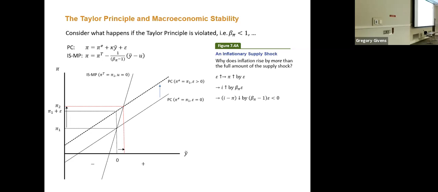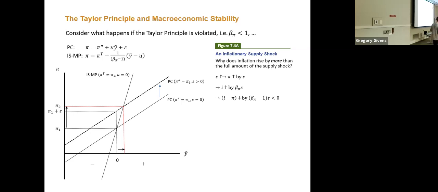Inflation goes up by epsilon, but the nominal interest rate only goes up by beta pi times epsilon, which is less than the change in inflation because beta pi is now less than 1. So beta pi minus 1 is going to be a negative number. So even though the Fed is raising its nominal policy rate, because it's not raising that rate aggressively enough, the real interest rate is going to fall.